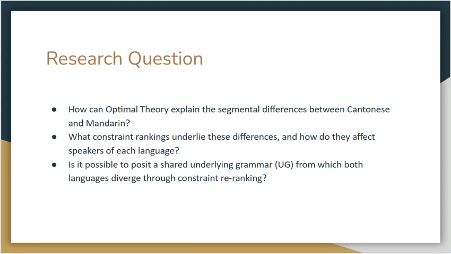And I would like to posit a shared underlying grammar. Maybe it's not Mandarin or Cantonese, it's something in between. And through the constraints, it becomes Mandarin, and through the constraints, it becomes Cantonese. So it's about constraint re-ranking, to generate the Cantonese and Mandarin forms from the underlying grammar.